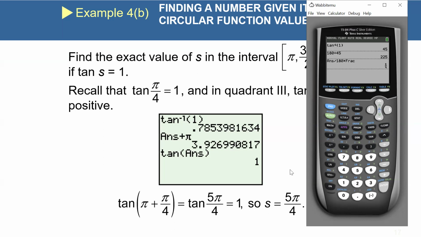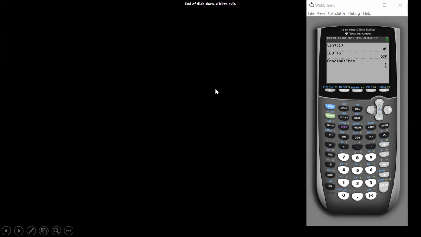If they ask you about sine, you put sine inverse 1, and that's the number you use, and then plus the 180. That's it, by the way.